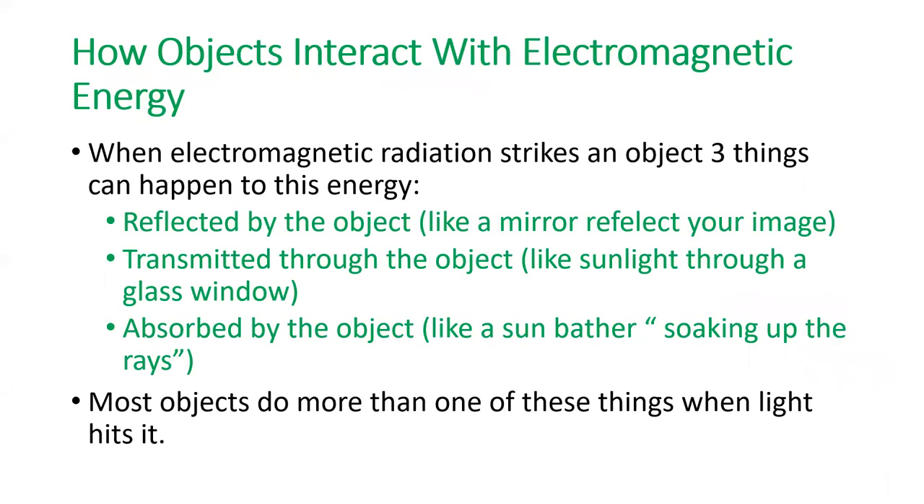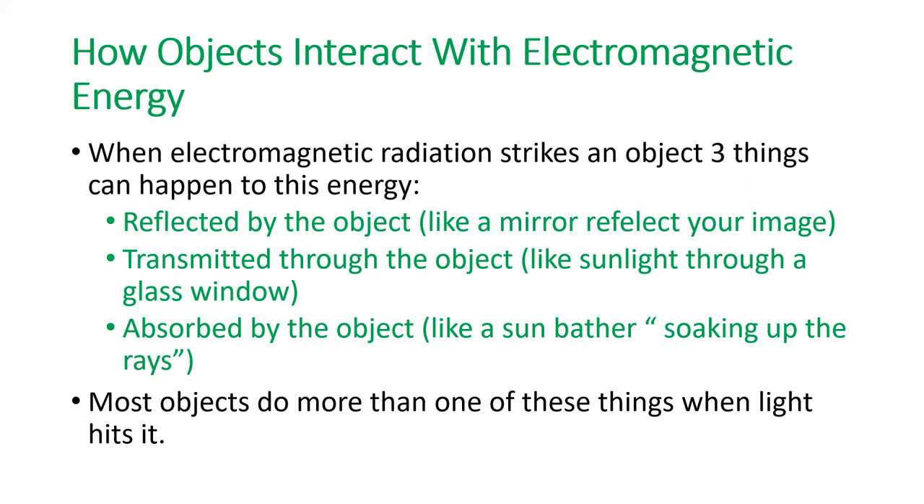How do objects interact with electromagnetic radiation? When electromagnetic radiation strikes an object, three things can happen. It can be reflected by the object, or transmitted through the object, like sunlight through a glass window, or absorbed by an object, like a sunbather soaking up the rays. Most objects do more than one of these things when light hits them.